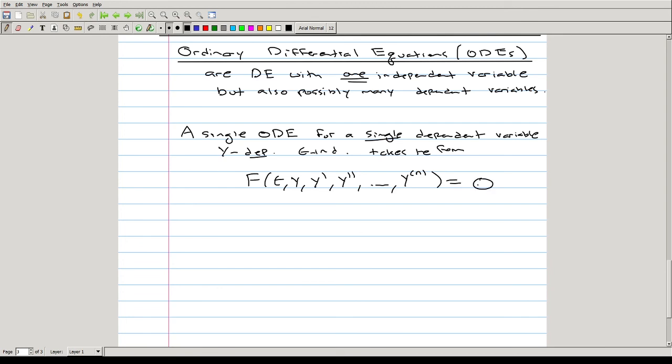Where f here is a multivariable function of the independent variable t and of y and all of the possible derivatives of y up to some order n, and where we call y a solution. y equals y of t is a solution if this equation is satisfied for all t in some interval or set I.